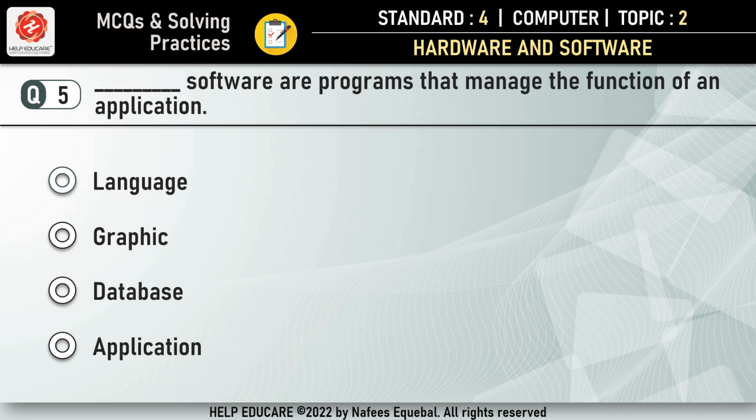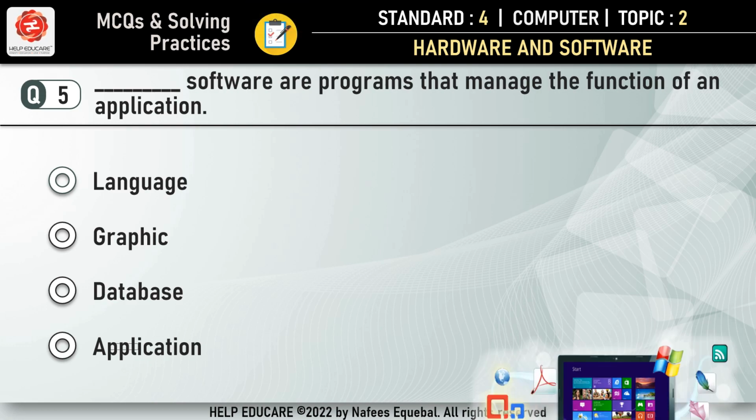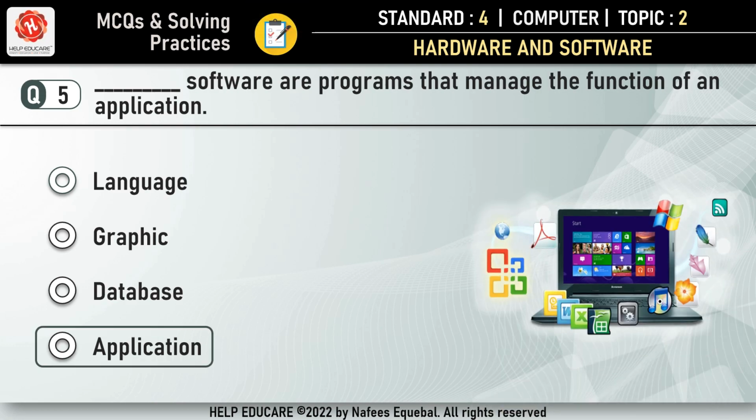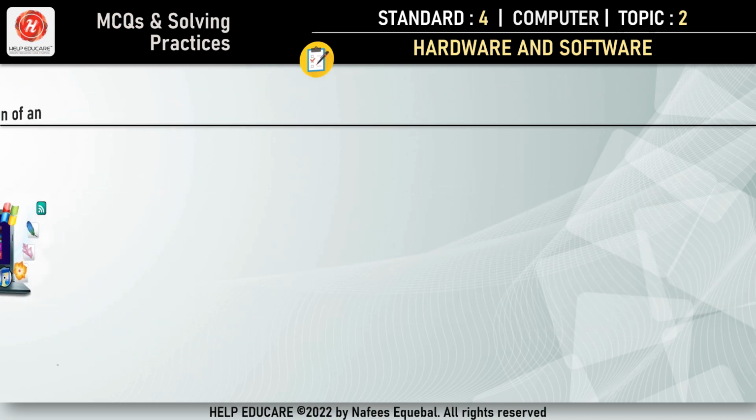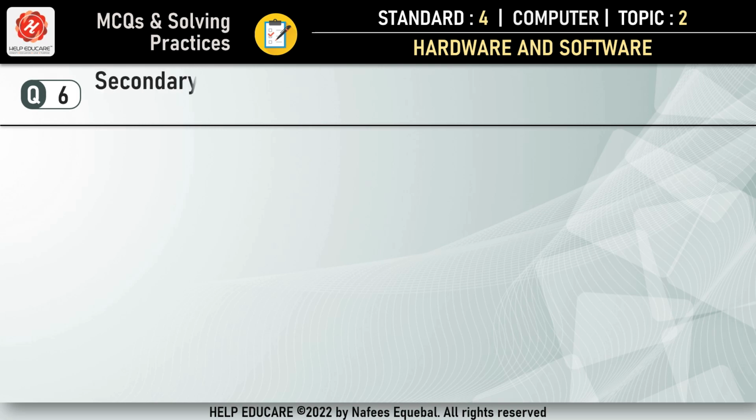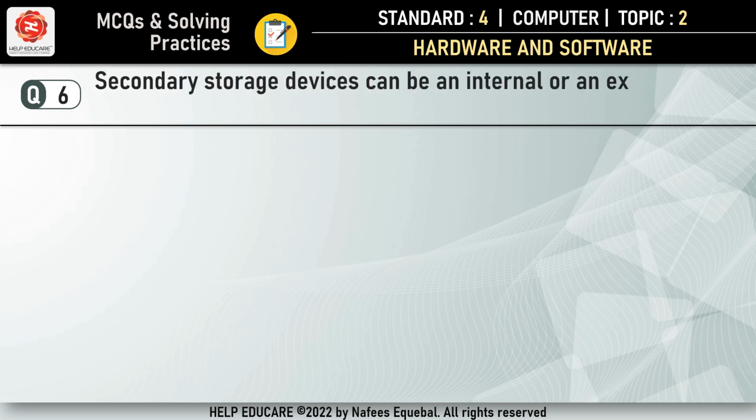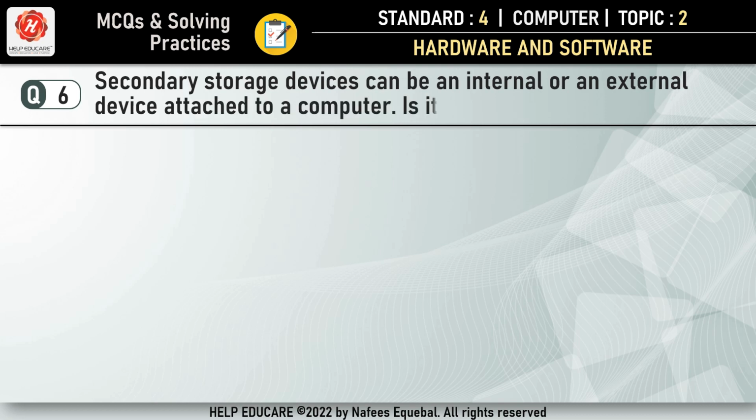Answer will be displayed in 10 seconds. Correct answer is application. Question number 6. Secondary storage devices can be an internal or an external device attached to a computer. Is it true or false? First option, it is true. Second option, it is false.